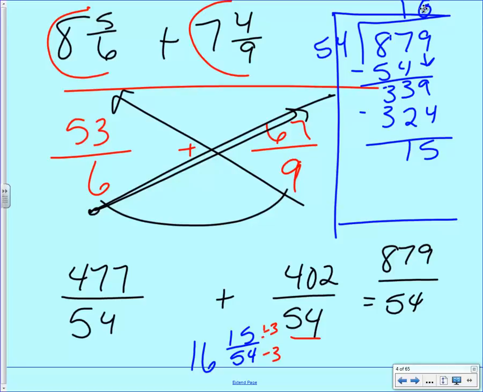And so 15 divided by 3 gives me 5, and 54 divided by 3 gives me 18. And so it looks like my final answer is 16, so that whole number, and 5/18 as my final answer. So you're just going to have to simplify and break it down and work through it.